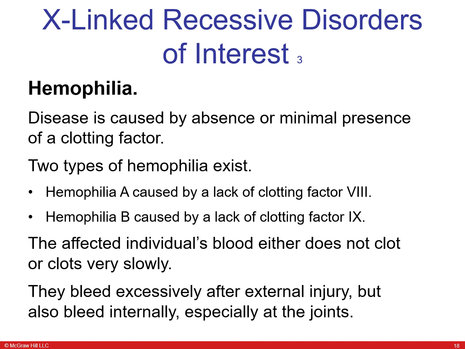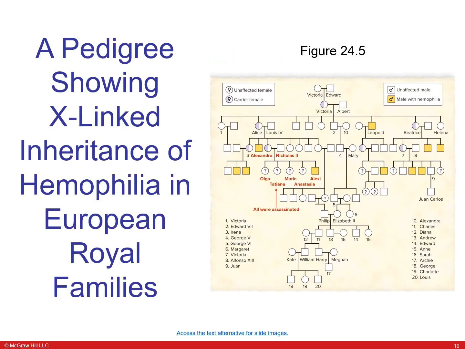Hemophilia is a disease caused by the absence or minimal presence of a clotting factor. There are two types. Hemophilia A is caused by a lack of clotting factor 8, and hemophilia B is caused by a lack of clotting factor 9. The affected individual's blood either doesn't clot or clots very slowly, so they bleed excessively after injury or surgery. And here's a pedigree showing X-linked inheritance of hemophilia in European royal families, passed down through the generations.